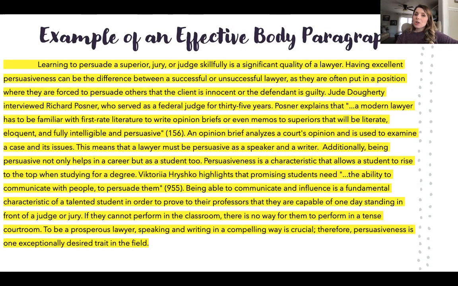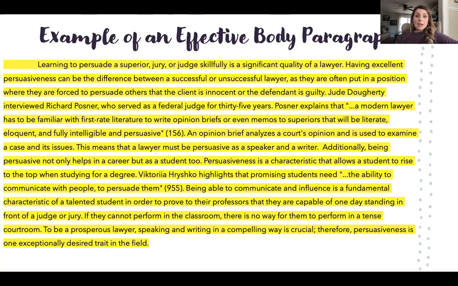So I don't want to show you an ineffective example of a body paragraph. I'd rather show you just an effective example and talk about the different key components that we just discussed in the previous slide. This is actually a body paragraph from a student who wrote the same prompt for the essay that you guys are getting ready to dive into.